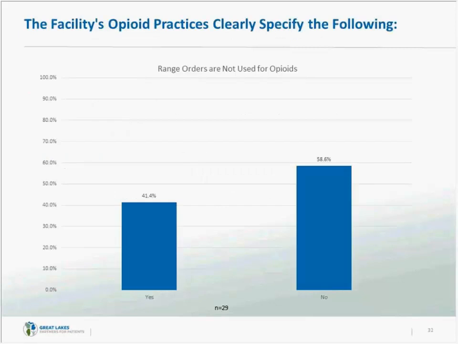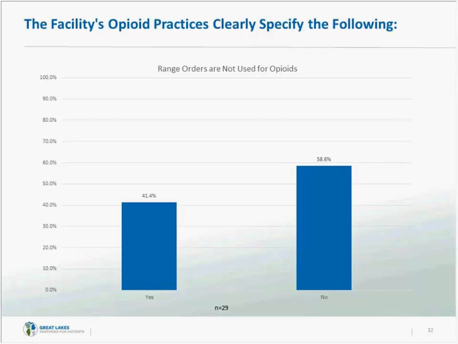Next one, the facility's opioid practices clearly specify that range orders should not be used for opioids. Now, we know that a lot of national organizations have requested that range orders not be used. A range order would be 1 to 2 Percocet, PRN, every 3 to 4 hours for pain. So that's a range order where the nurse can decide, well, do I want 1? Do I want 2? Do I want it every 3 hours? Do I want it every 4 hours? That's a very broad range based on subjective findings.